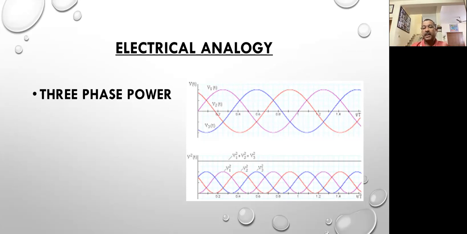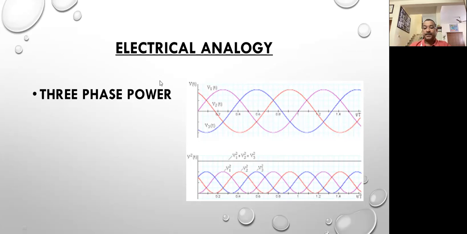But think about a textile industry. A textile industry needs power which is constant at all times for their purpose. With single phase power, they can't run their industry. They need three phase power.